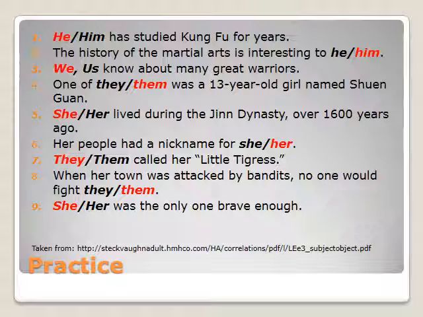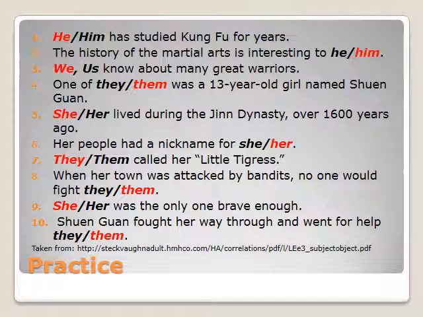She was the only one brave enough. She is a subject pronoun, and it's coming before the verb was. Xuan fought her way through and went to help them. And them is an object pronoun, and it's coming after the verb help.